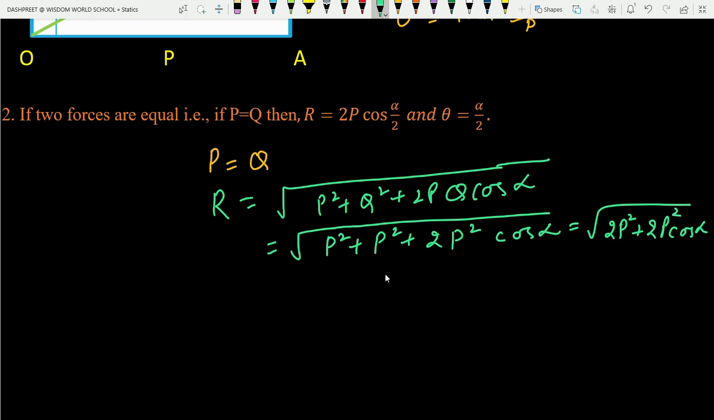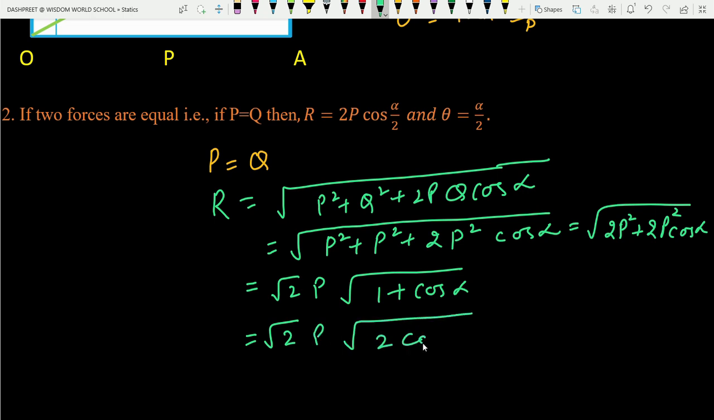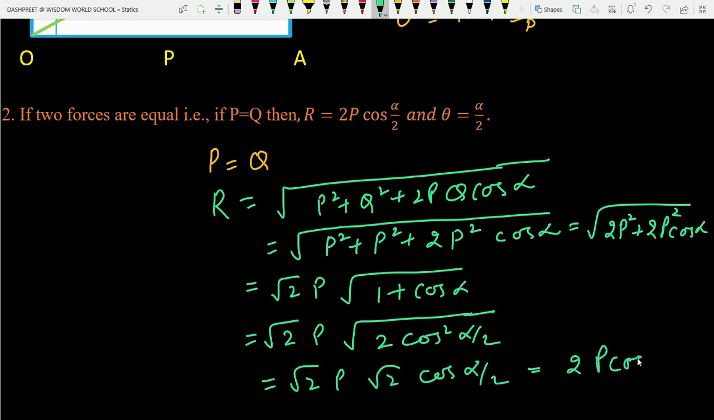Now 2P square is common in both. You can write it like this: root 2P square outside, times 1 plus cos alpha. Now 1 plus cos alpha can be written as 2 cos square alpha by 2. Again this can be written as root 2P, root 2 cos alpha by 2. Root 2 into root 2 is 2, so we get 2P cos alpha by 2. So this will be the value of the resultant if P is equal to Q. Now we have to calculate theta, which will be alpha by 2.